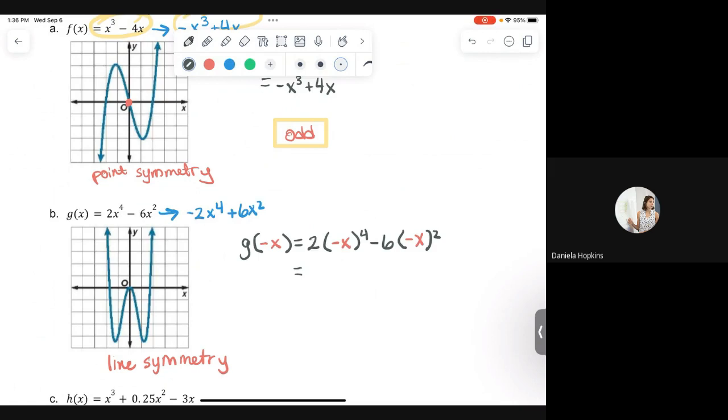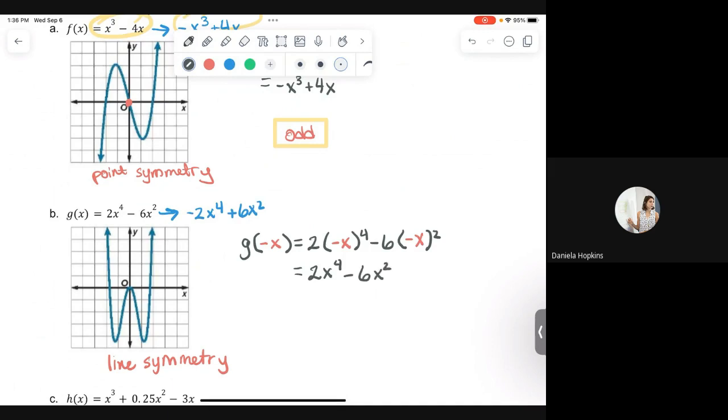And then as you just pointed out, we have some power things going on. What is negative x to the fourth? Is it a negative or a positive? It'd be positive because anything to the even power is positive. So this 2 times negative x to the 4th is just going to be 2x to the 4th. What about negative x to the 2nd? It'd be an x to the 2nd. So this minus on the 6 will stay, and I'll have x to the 2nd.